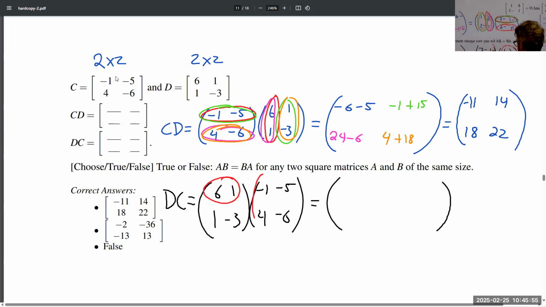Row by column. Row by column. That will give me -6, and then 1 times 4 will be +4, so that'll give us -2. Row by column. So that looks like it'd be -30, and then this would be -6. So we'll find that to be -36.